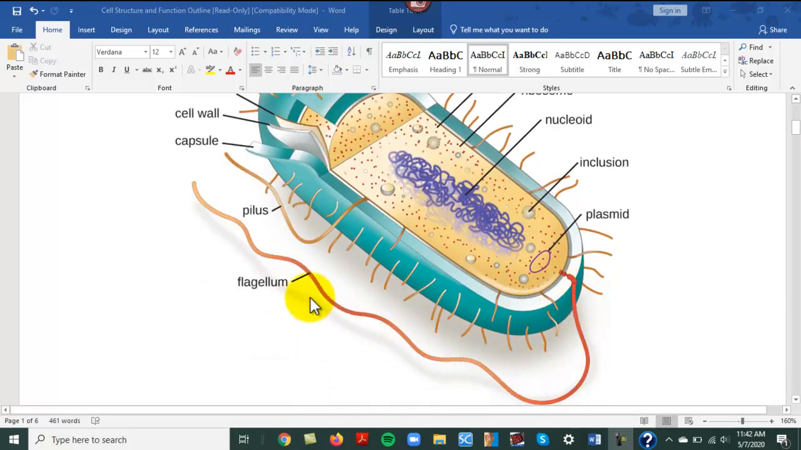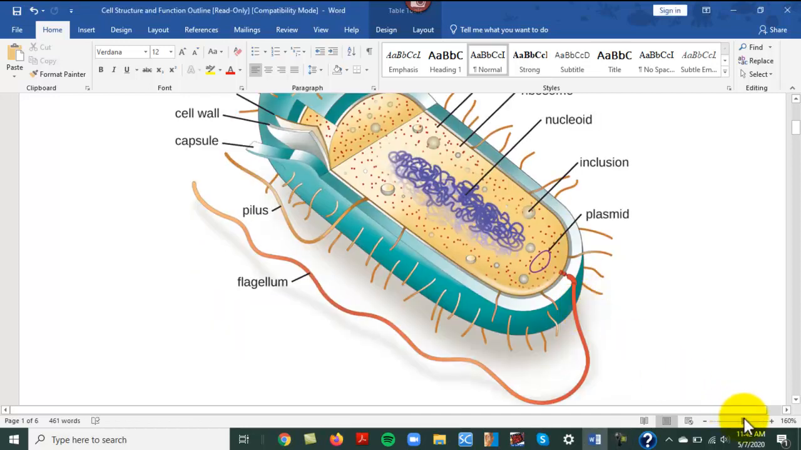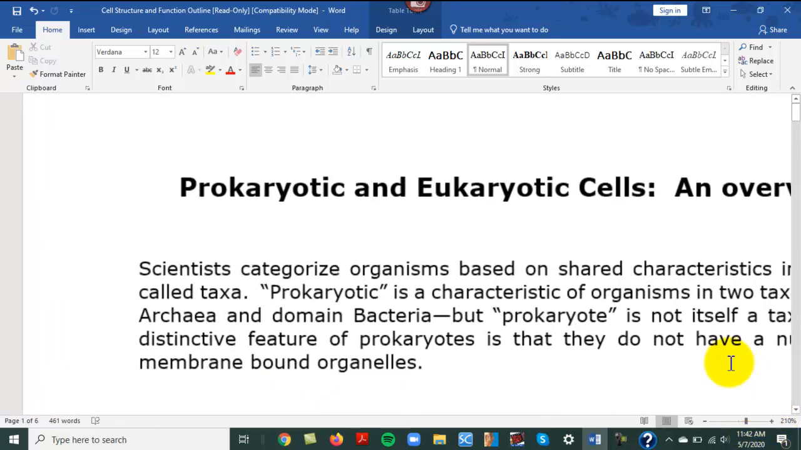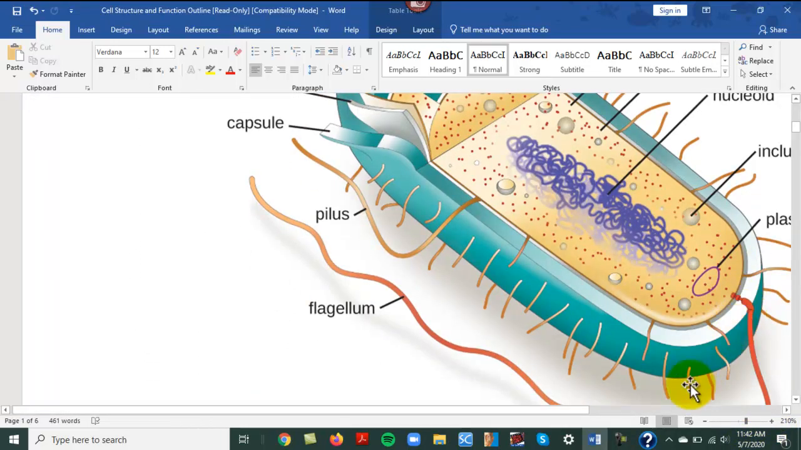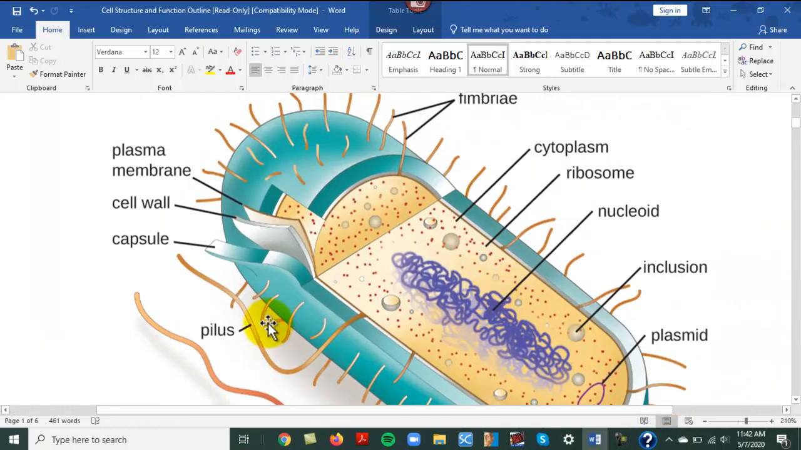Flagella move the entire cell, and you can see where it attaches right there at the bottom. If you get kind of close, here you can see where it anchors in, and then it goes back this way. Now, plasma membrane, same thing, just another way of saying cell membrane. Plasma membrane, you hear that a lot in microbiology. That's the inside layer. Eukaryotic cells have a plasma membrane as well.